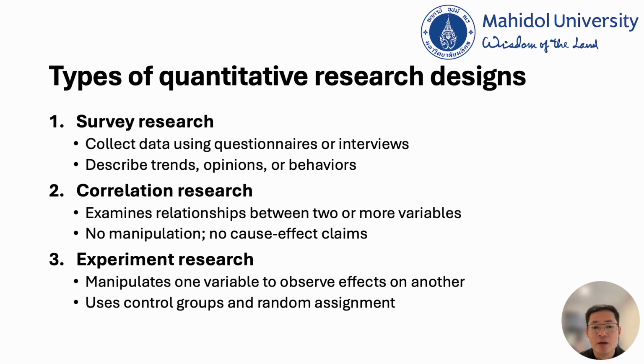Last, we have experimental research. This is the only design that can test cause and effect. Researchers manipulate one variable, the independent variable, and observe its effect on another, the dependent variable. Participants are randomly assigned to groups, like treatment and control groups. An example would be testing whether a mindfulness program reduces student anxiety. Each of these designs has its strengths and is chosen based on your research question.